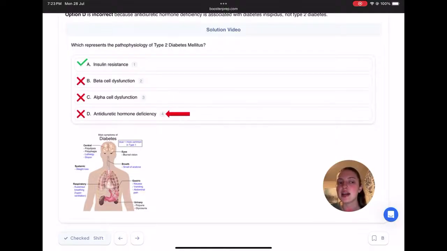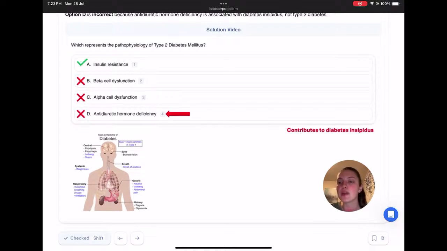And finally, we have antidiuretic hormone deficiency. Now, you may not have already known this, but this deficiency actually does contribute to diabetes. But instead of type 2 diabetes mellitus, it contributes to diabetes insipidus. Rather than being due to problems with insulin and blood sugar regulation, diabetes insipidus is due to problems with water balance in the body, primarily due to issues with the antidiuretic hormone, or ADH, also known as vasopressin.